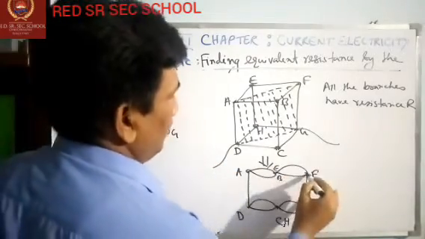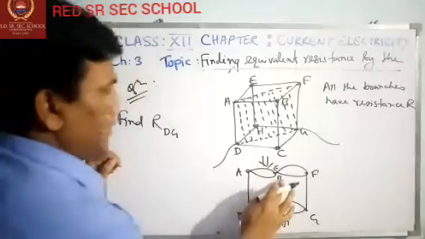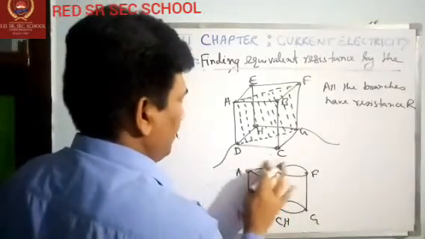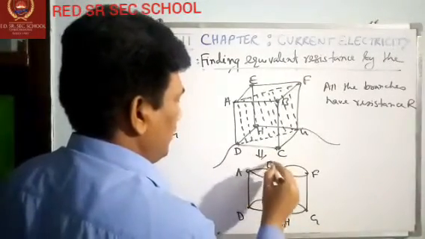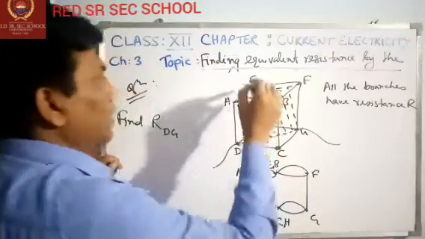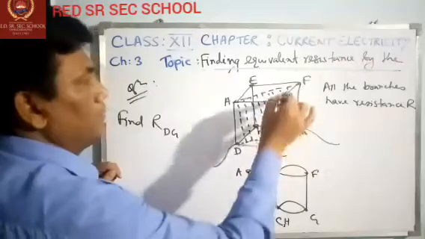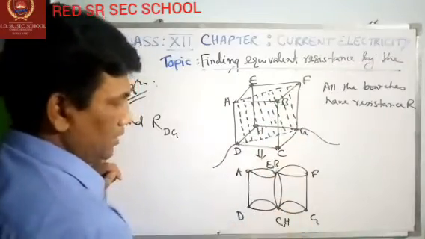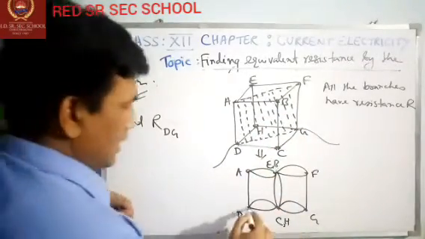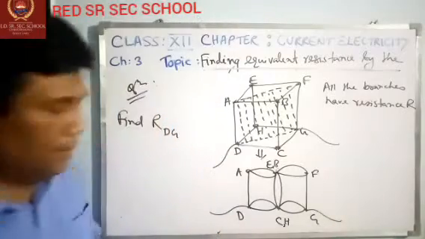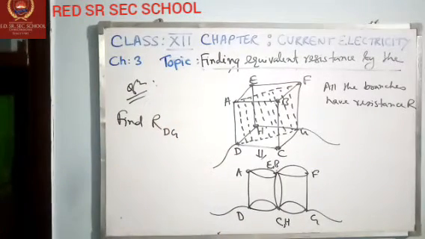Then B to F, okay, and again two resistances I have not drawn here till now. What is that? E to H, E to H, B to C, B to C. Okay, so this is the comparatively easier figure to find out equivalent resistance.